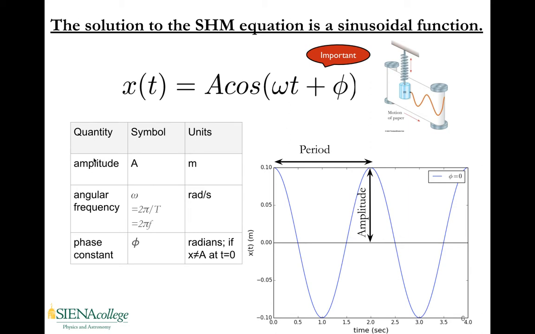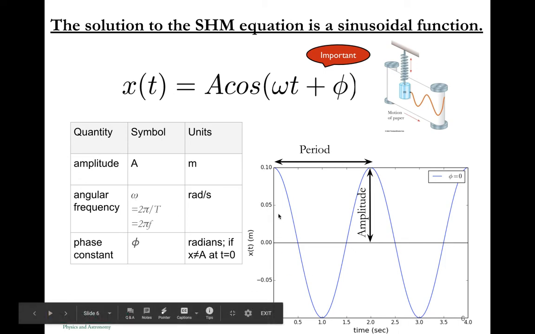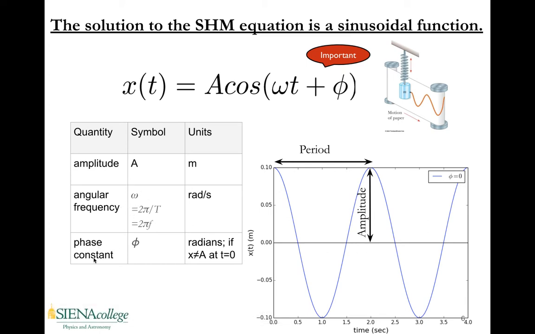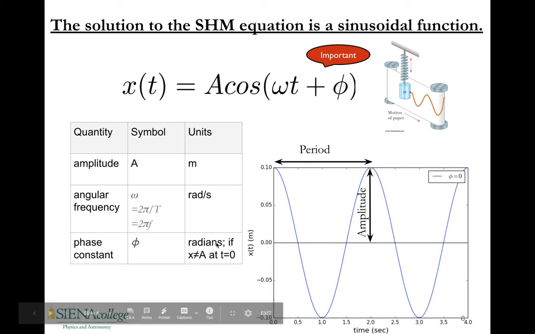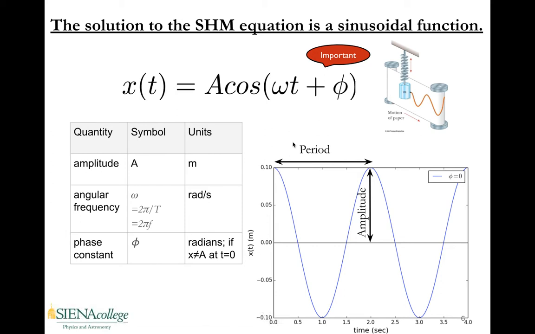So just to refresh, the quantities in this equation: A is the amplitude, and that is the maximum displacement, right? So in this case, it would be 0.1 meters. Omega is the angular frequency, so that is 2 pi over the period, right? So I could measure out the period in seconds, do 2 pi divided by that, and I would get what omega is. And then the phase constant phi is in units of radians, and we need that if x is not equal to the amplitude when t equals 0.